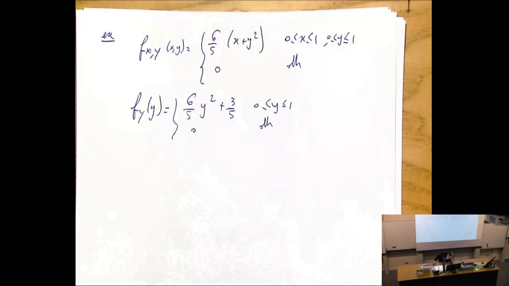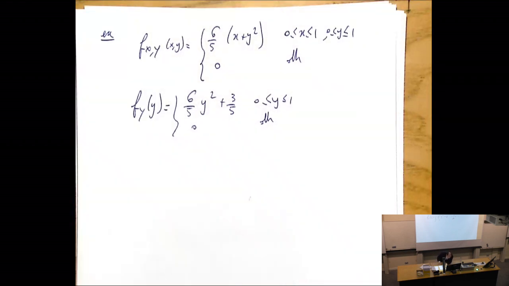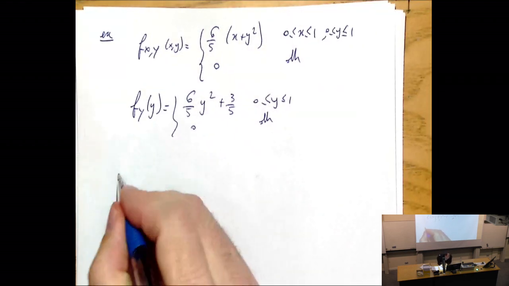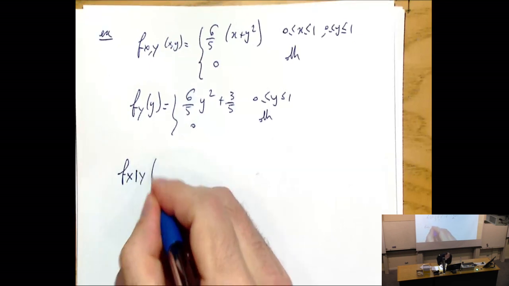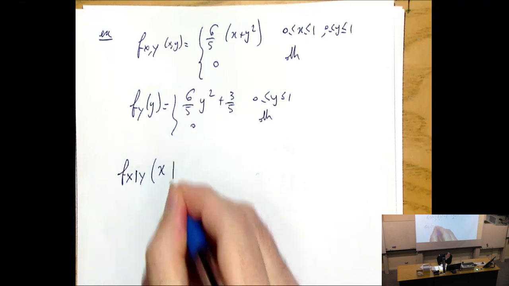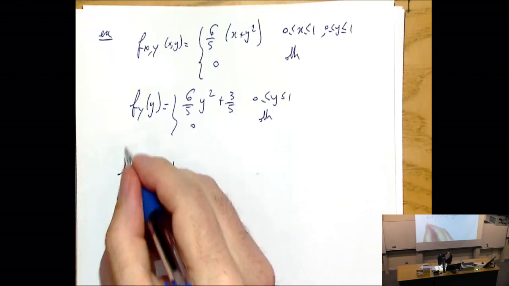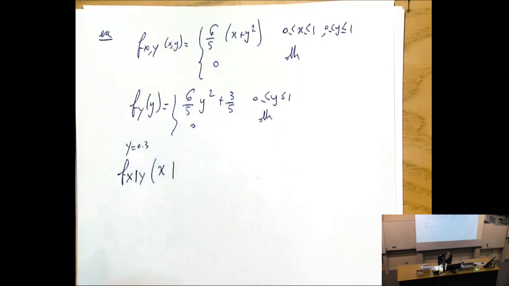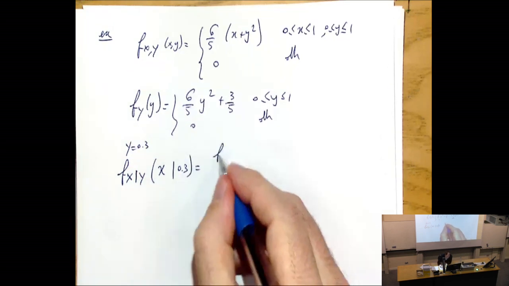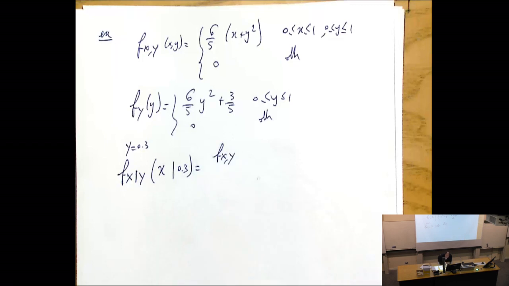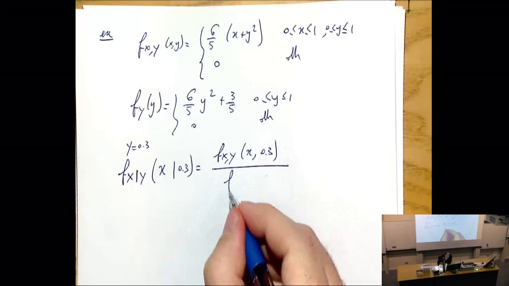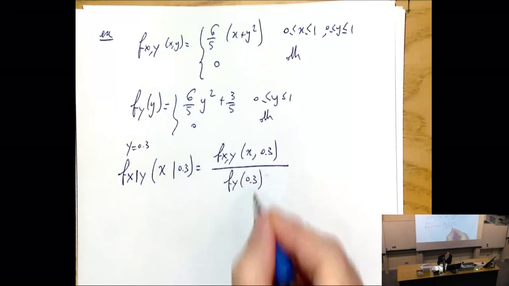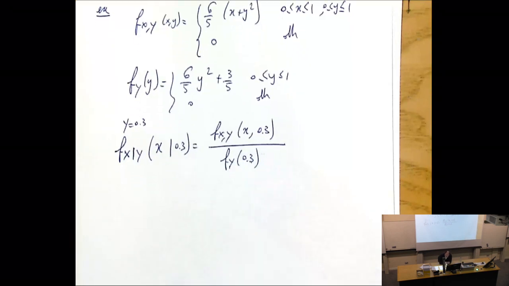So how can we compute the conditional PDF if I'm looking at, for instance, the conditional PDF of x given y, for y equal to a certain value, so y equal to 0.3, for instance? So what am I doing? I'm looking at the joint PDF of x and y, for y equal to 0.3, divided by f_Y, the marginal of y, evaluated at 0.3.